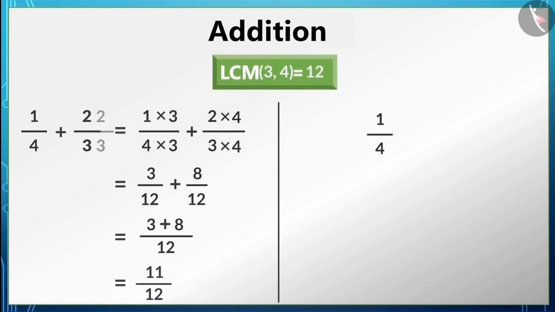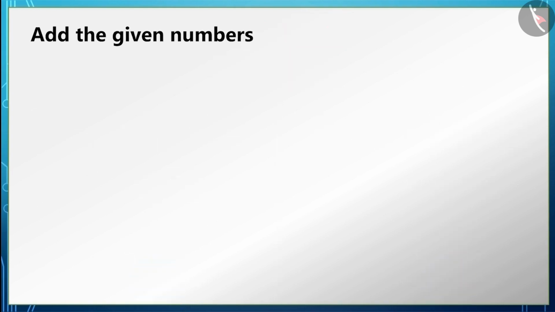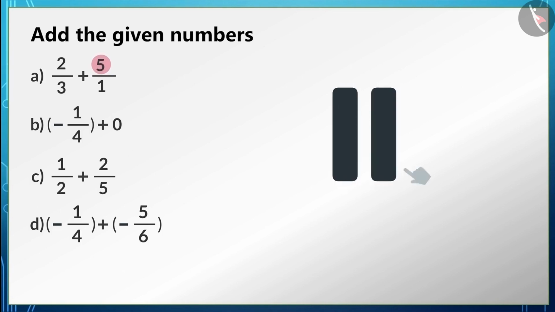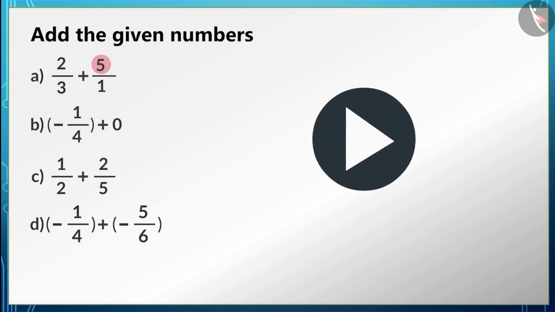Now let's change their order and again add them. We will see that the answer will still be 11 by 12. Children, now you add the numbers given on the screen in this order. Keep in mind that the number 5 in the first question here can also be written as 5 by 1. Pause the video and solve these questions and write the answers. These are the results.